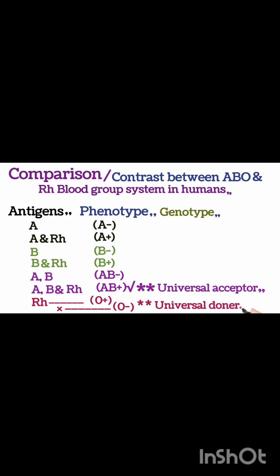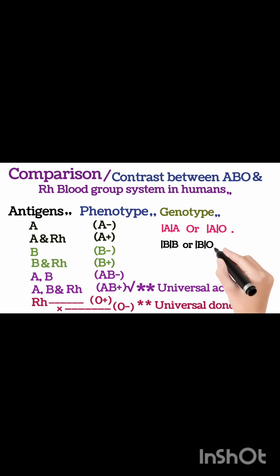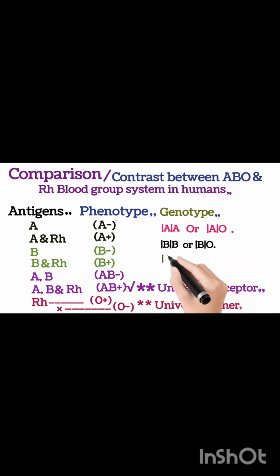Now in this chart, let me add one more point, genotype of different blood groups. A blood group has genotype either homozygous or heterozygous. B blood group has the same, homozygous or heterozygous. It shows incomplete dominance sometimes. And AB blood group shows codominance. Accordingly, O blood group has this type of genotype.